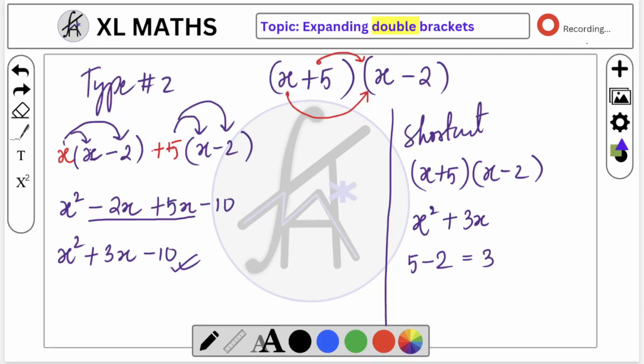Why positive? Because it's a positive 3, no? Okay, 5 times the other number, like these two numbers, just multiply them. That gives us minus 10. So just write minus 10 there and see the same answer. That is to just cross check your answer.